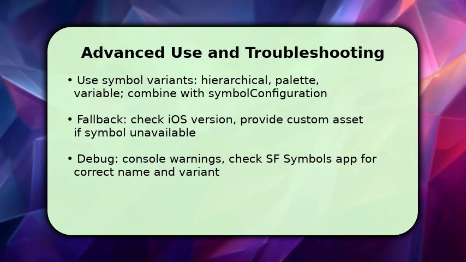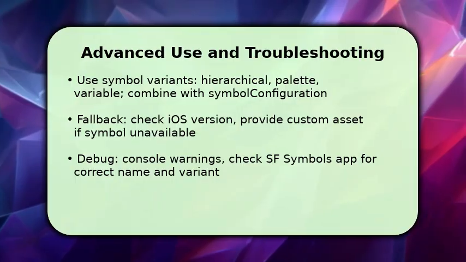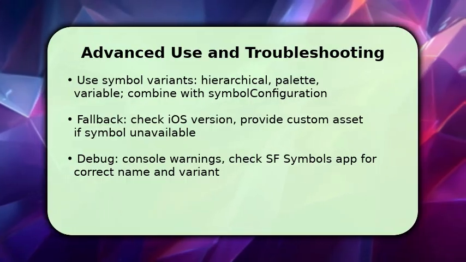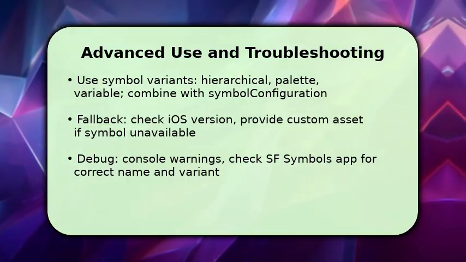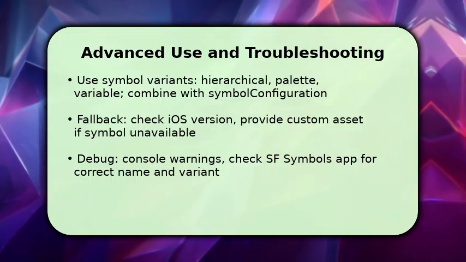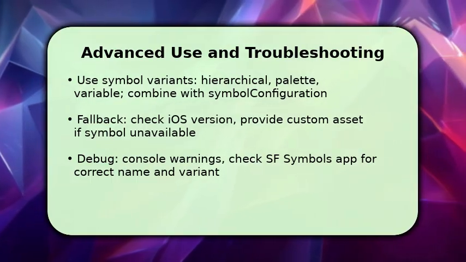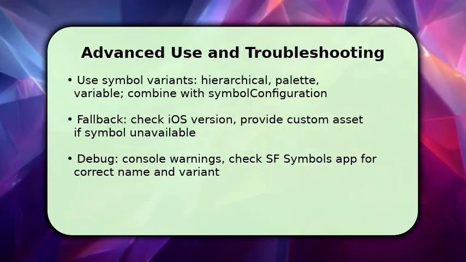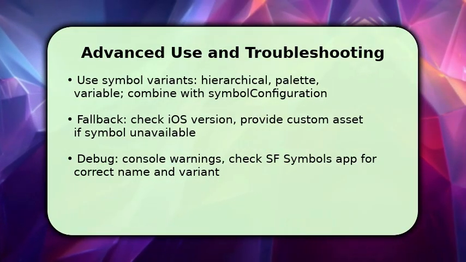To finish, apply advanced configs like UIImage.SymbolConfiguration with point size, weight, and scale, or SwiftUI's Image with symbolVariant(.fill) to access variants. Once done, test on devices and simulators matching your minimum iOS. If a symbol is missing, provide a bundled fallback asset.